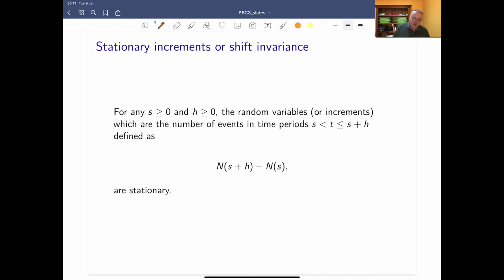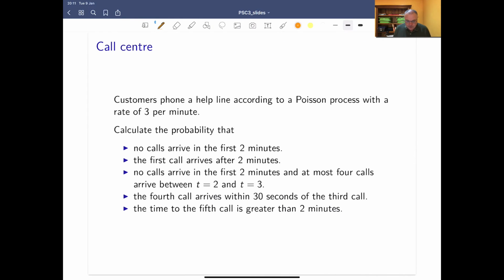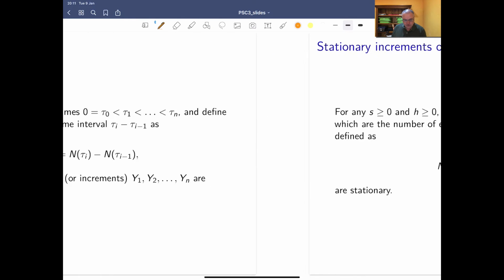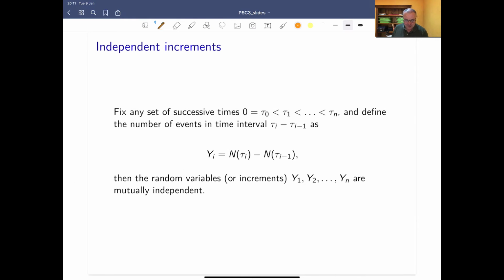What sort of properties does it have? Well, the first nice thing is if you take two time periods that don't overlap and you're counting how many events in each, these are independent random variables. So that makes calculations a lot easier.